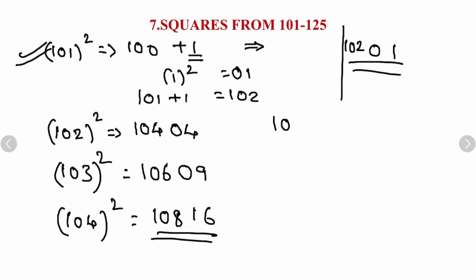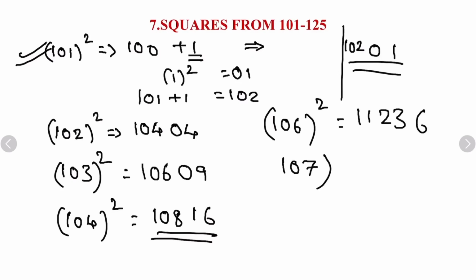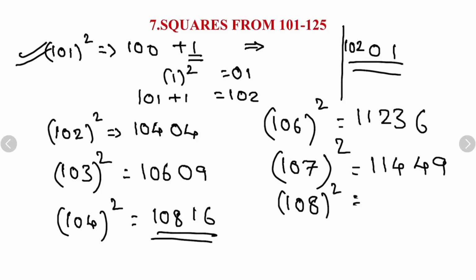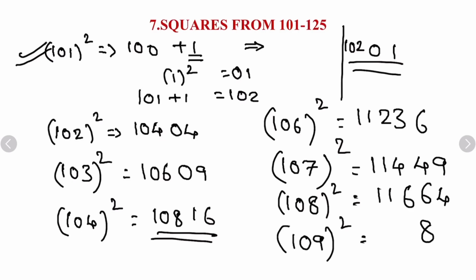It is 106 square. 6 square, 36. 106 plus 6, 112. It is 107 square. 7 square, 49. 107 plus 7, 114. It is 108 square. 8 square, 64. 108 plus 8, 116. It is 109 square. 9 square, 81. 109 plus 9, 118.